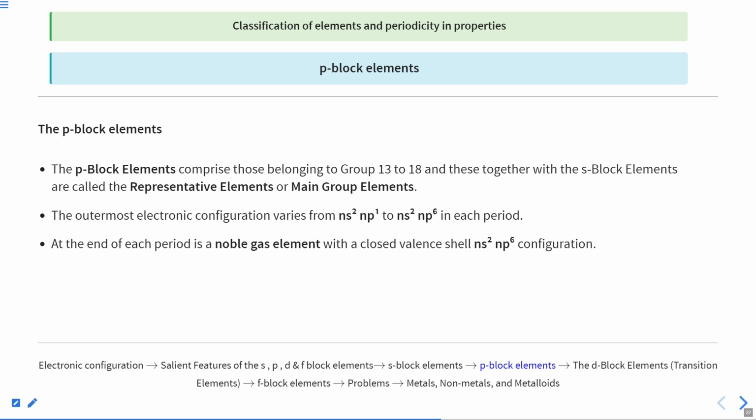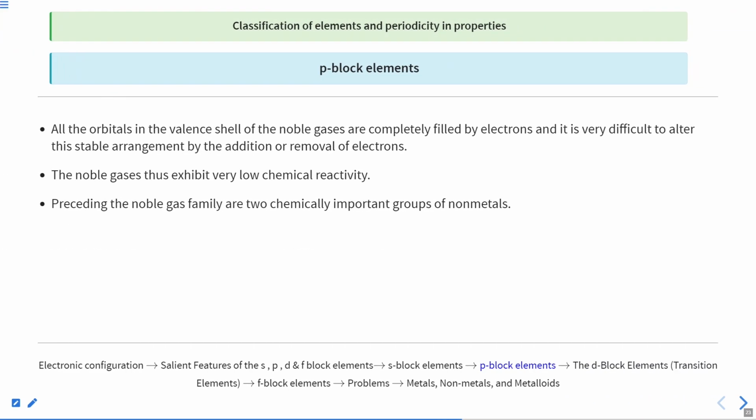At the end of each period is a noble gas. We have seen all the orbitals in the valence shell are completely filled by the electrons, and it is difficult to alter their stable arrangement by addition or removal of electrons.